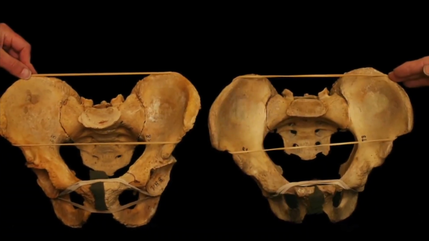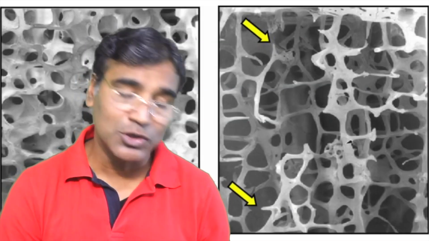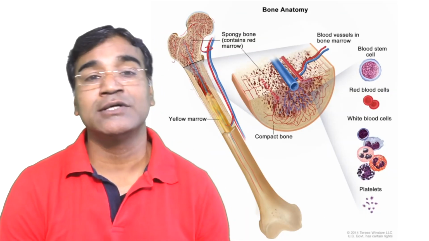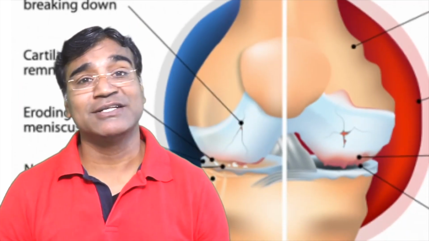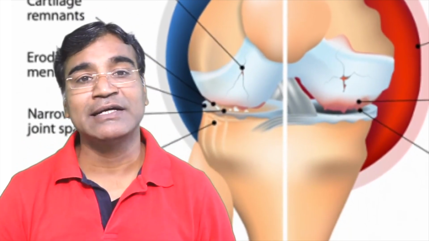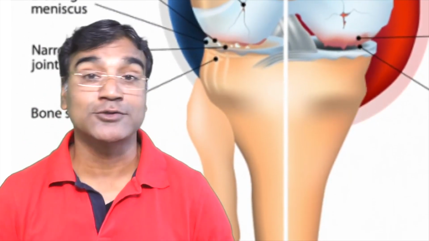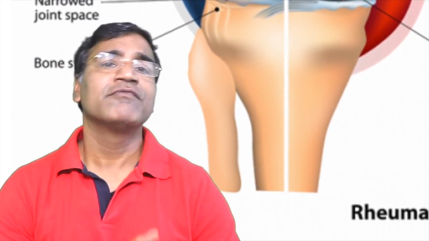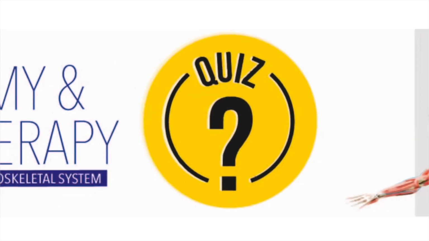We'll also talk about the human skeletal variations and how that will affect the yogic asanas or the way you see the asanas. Skeletal disorders such as osteopenia, osteoporosis, bone marrow disorders and leukemia. Arthritis, especially the rheumatoid arthritis and osteoarthritis, also known as RA and OA. Once we go through all these things, we will have a quiz at the end.